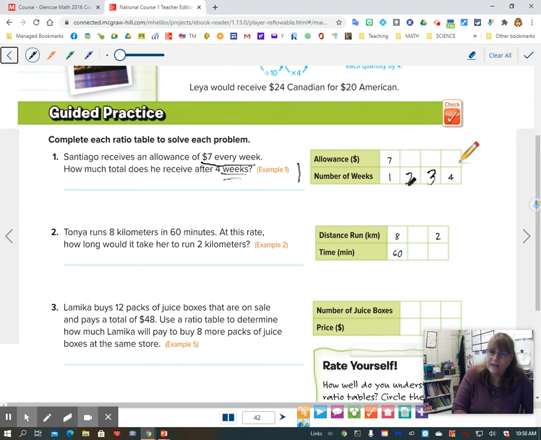So if we do 7 times 2, that would be 14. 7 times 3 would be 21. 7 times 4 would be 28. And like I said, we could have just gone straight here: 1 times 4, 7 times 4. We didn't have to do all those steps in the middle, but sometimes you want to create that because maybe he wants to know after 2 weeks or 3 weeks how much he'll have in his allowance. Okay, so his allowance will be $28 after 4 weeks.